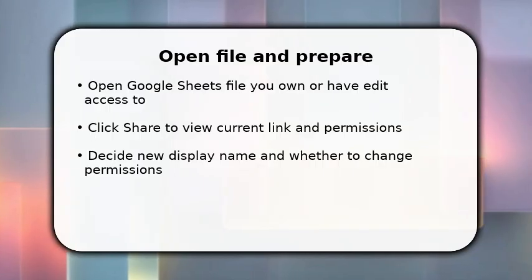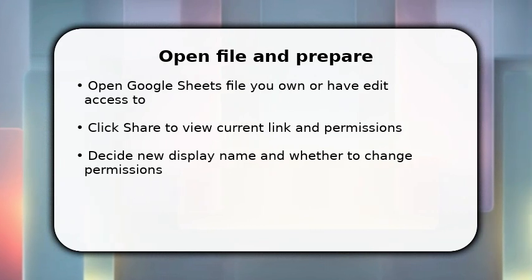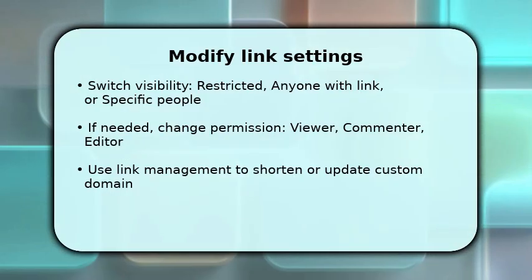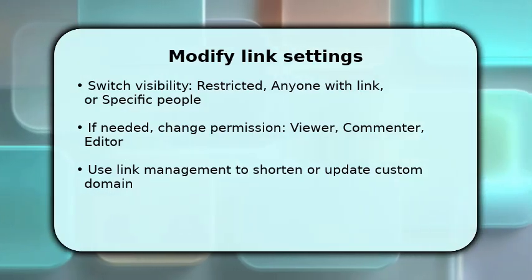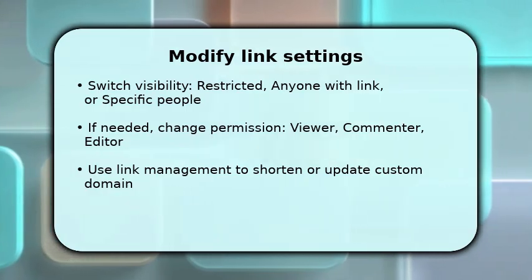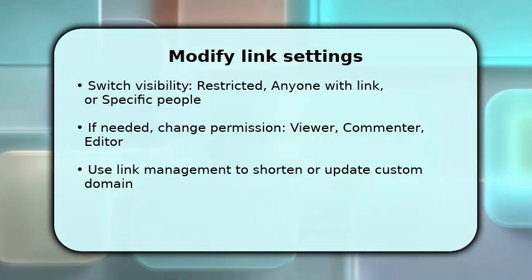Start by copying the current link to a safe place before you make changes. Now change the link settings to match your goal. Click Change under Get Link and choose Restricted, anyone with link or specific people. This determines who can access the renamed link. Once visibility is set, adjust permissions, viewer, commenter, or editor, so recipients get the correct access.